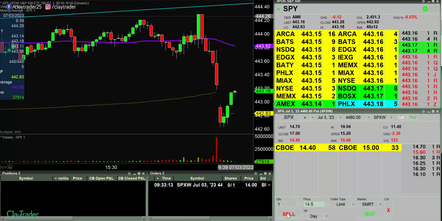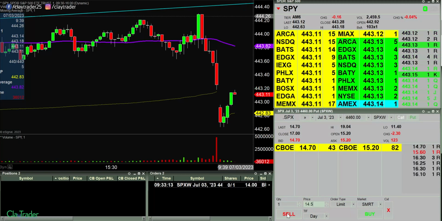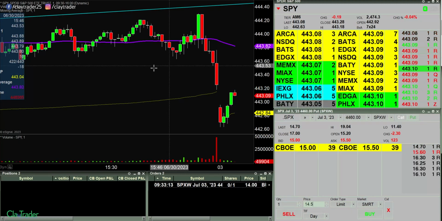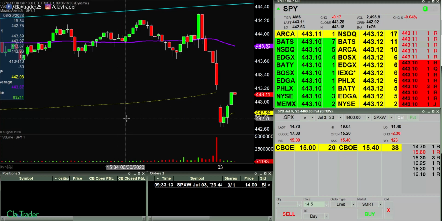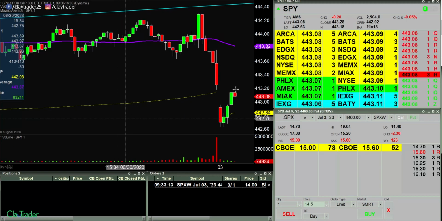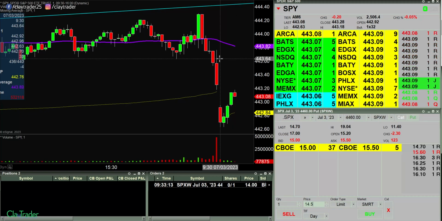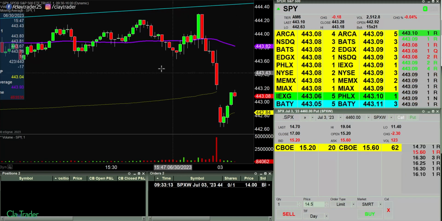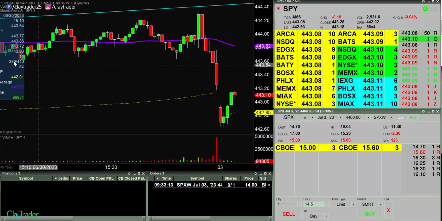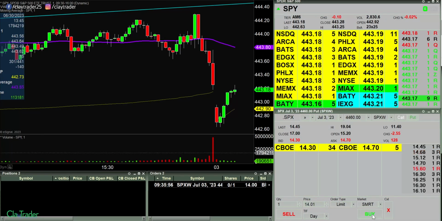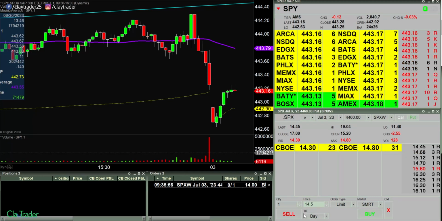Have an order at $14 here for a put. So the price needs to come up a bit more. I am looking to trade SPX options. So the price will need to come up a bit more in order for me to get filled. I will pause for now. Okay, looking to pick up a put here now at 14.